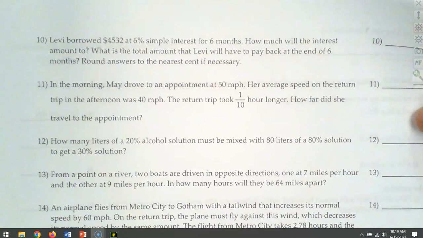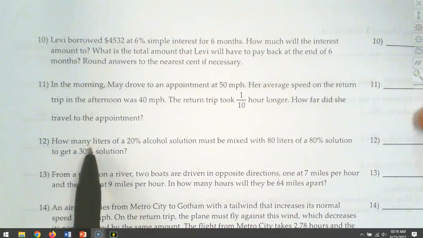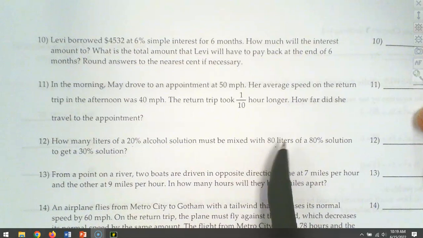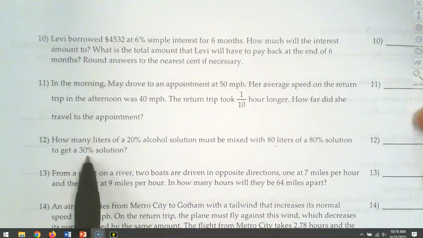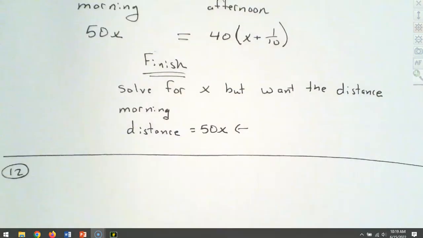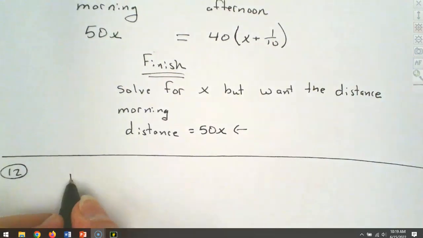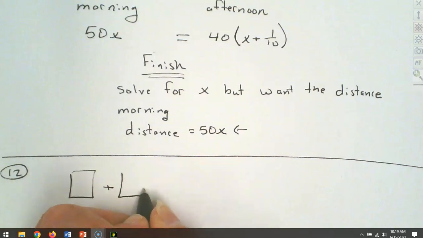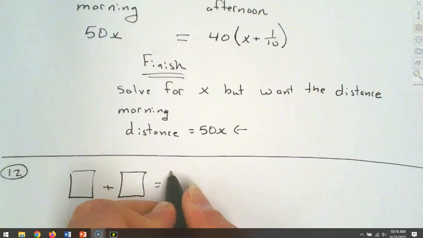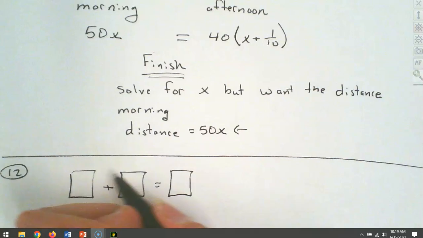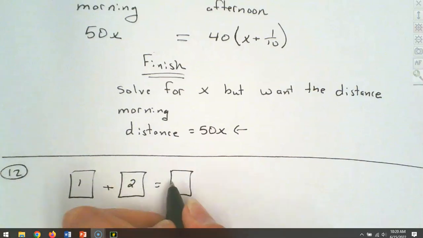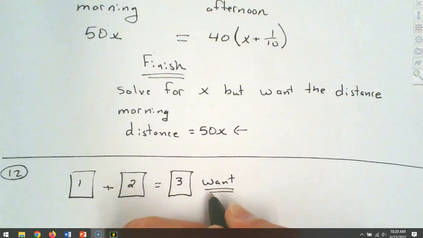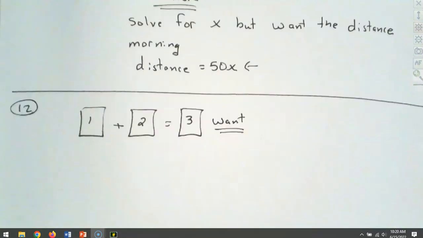Question 12 is a mixture one. How many liters of a 20% are going to be mixed with 80 liters of an 80% to get a 30%? The only hard part about the mixture questions is making sure that the percentages go in the right place. And this is what we want at the end. Okay, box number 3 is what we want.